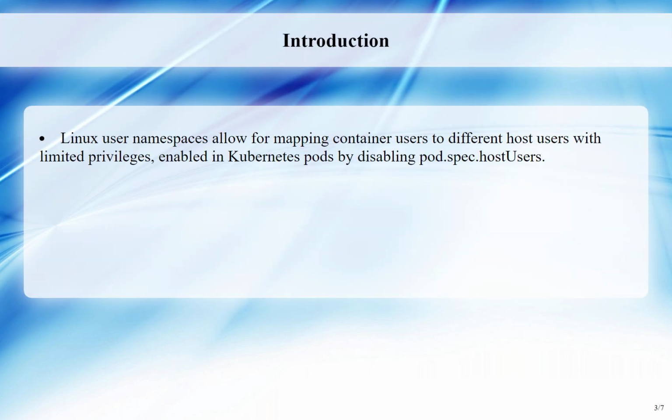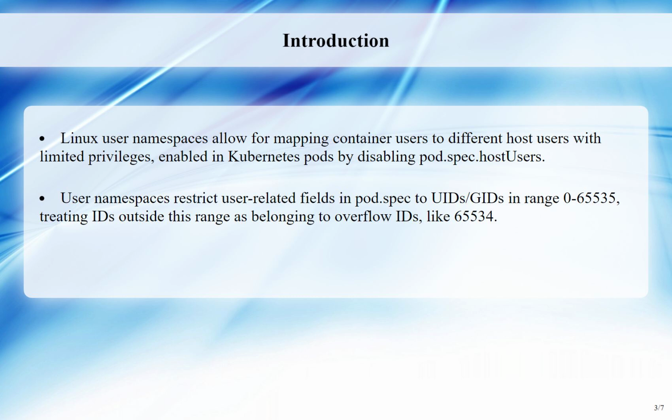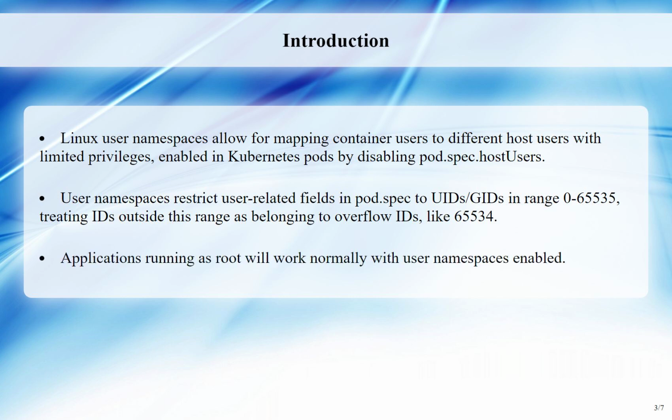User namespaces in Linux allow for mapping users in a container to different users on the host, with capabilities granted only within the namespace. Pods can enable user namespaces by setting .spec.hostUsers to false, with the kubelet assigning unique host UIDs and GIDs to each pod on a node. When user namespaces are active, all user-related fields in pod.spec refer to the container's user, using UIDs and GIDs in the range 0-65535. Files with IDs outside this range are seen as belonging to overflow IDs, typically 65534, but cannot be modified even by the overflow user. Applications that run as root without accessing other host resources should work as usual when user namespaces are enabled.